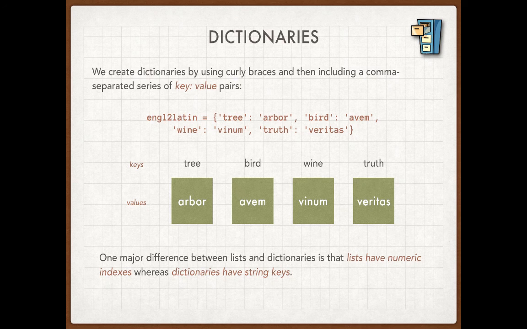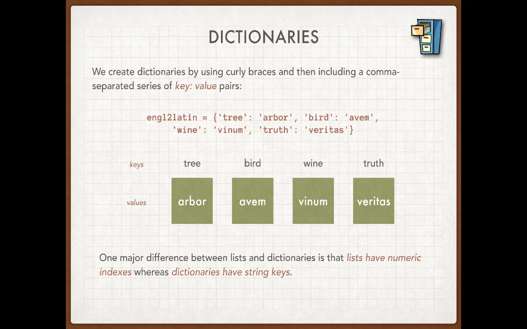So you'll notice that inside the curly braces here is a comma-separated list of key value pairs. That is to say, there's a key, which is a string, followed by a colon, followed by a value. Now in this case, all the values happen to be strings, but that doesn't matter. So tree colon arbor creates an element, or a drawer, in that dictionary. Tree is the label that goes on the front. Arbor is the value that goes inside the drawer.